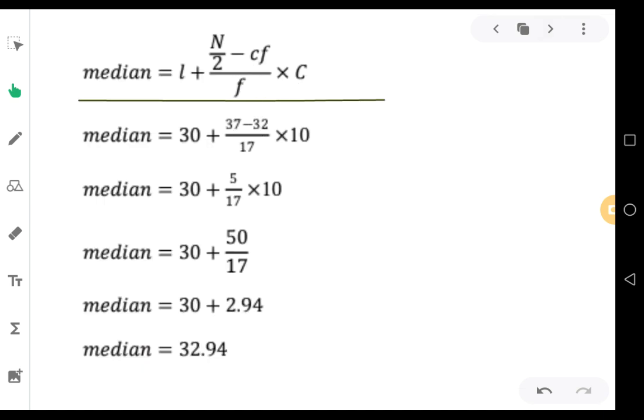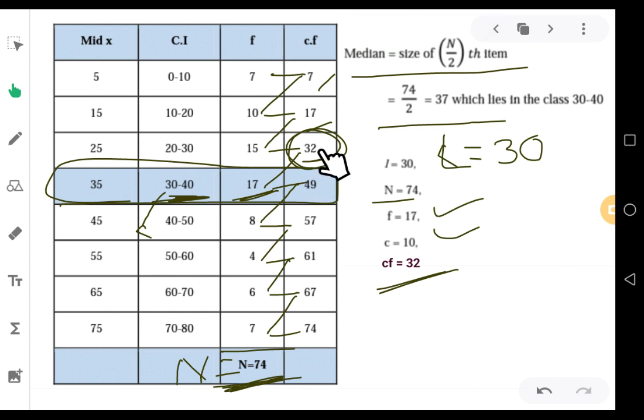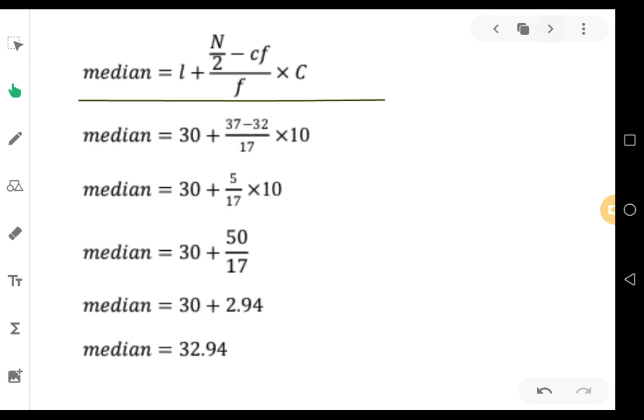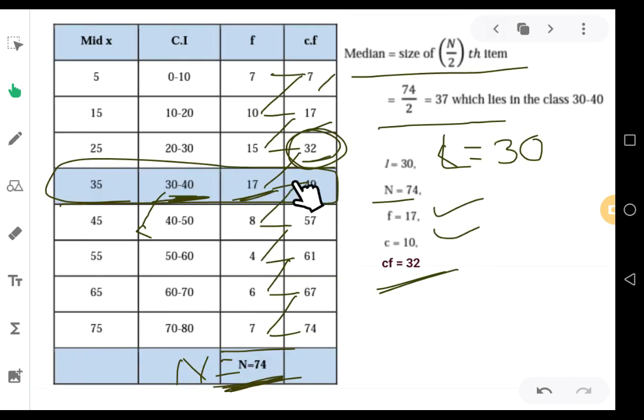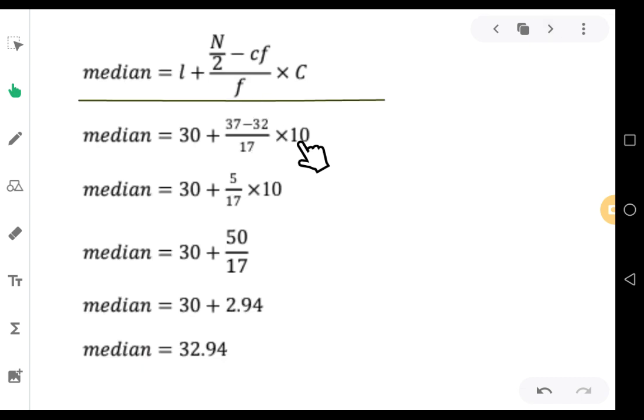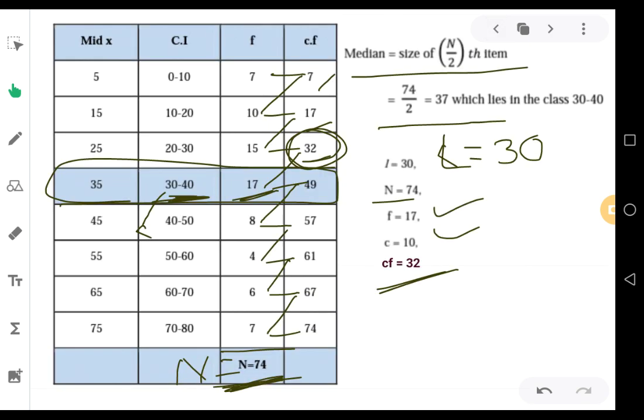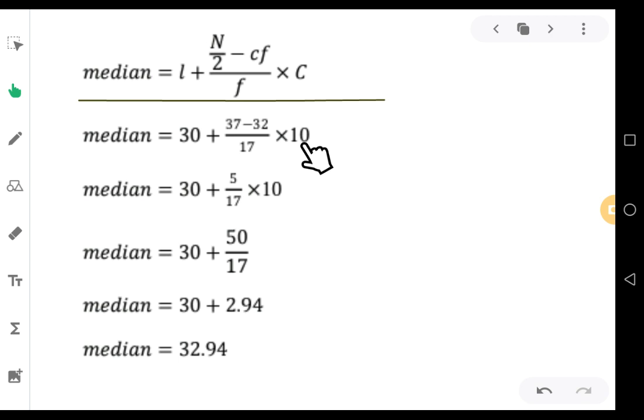Minus CF, the cumulative frequency just above the median class, that is 32. So that is also taken. Divided by F, frequency of median class. Median class frequency, that is 17. So take the 17 into C. C is the difference between upper and lower class limits, that is the width of the class. So 40 minus 30, that should be 10. Once you applied all the figures for the median formula, just solve it.